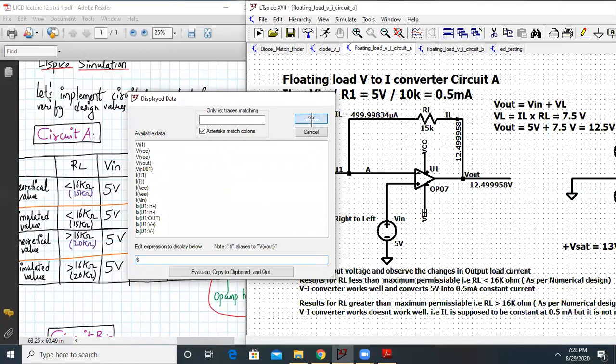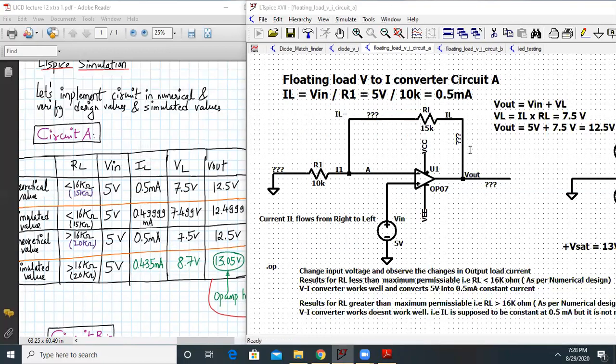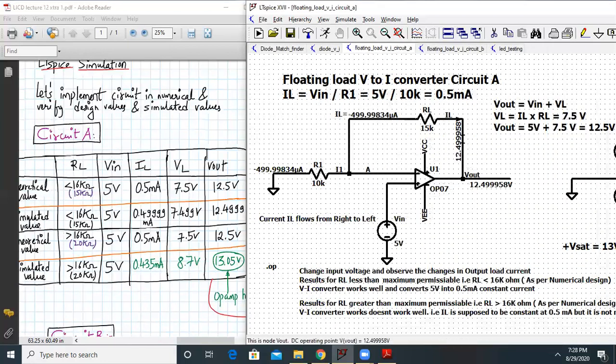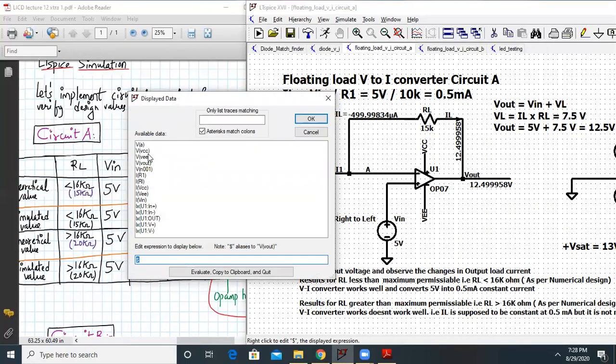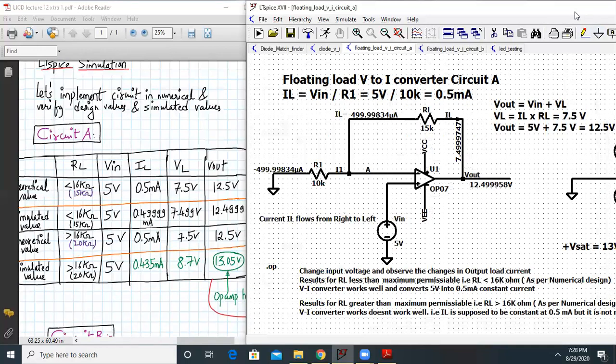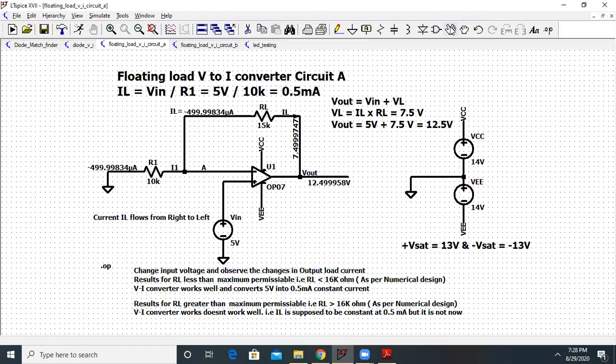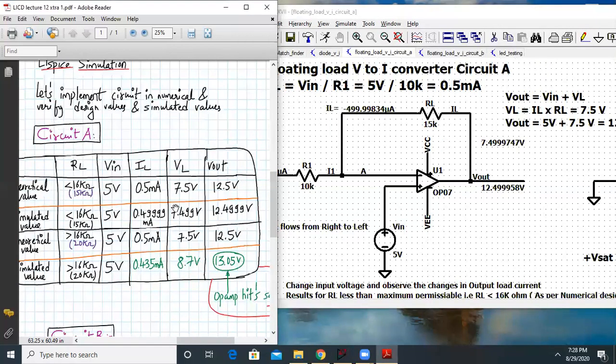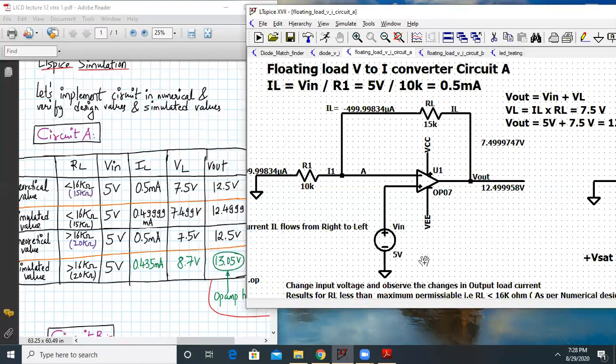Oh, I haven't simulated it again. I'll simulate this and I get the value of VA. As you can see clearly over here, it's coming out. So let us calculate it over here. VL will be V out minus V of A. So that's the value of VL we are getting. I can maximize this and show it to you. So this is the value of VL which we are getting, which is matching with our values over here. VL is 7.5 in theory, and here it is 7.499 volts. So that's how we are getting the results.